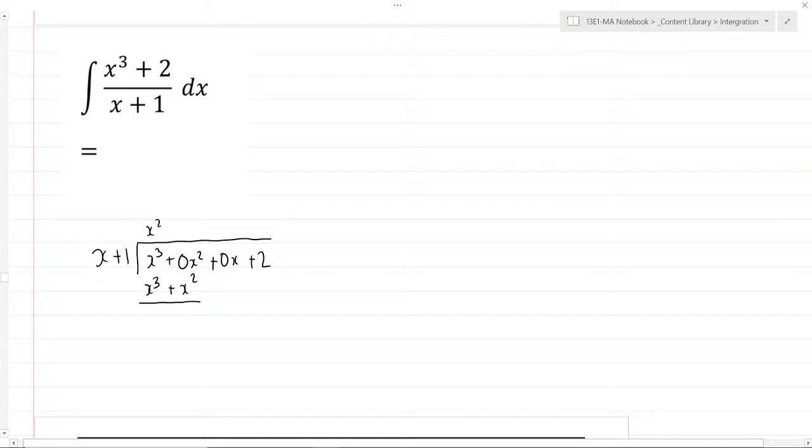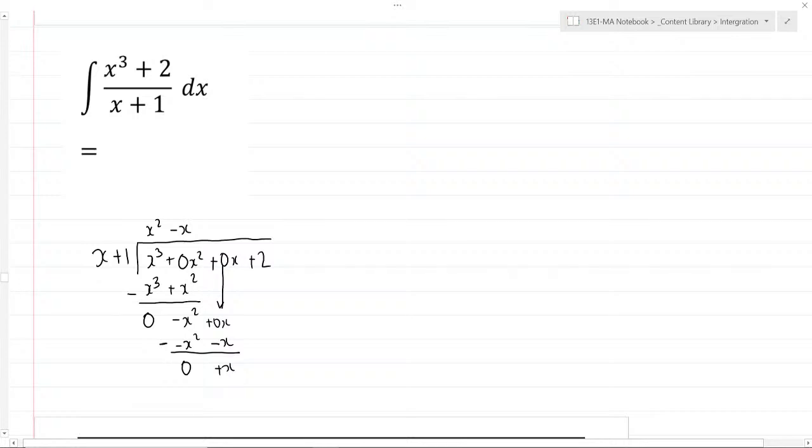Then I need to subtract. That one's going to be 0. This is going to be equal to minus x squared. Bring the 0x down, like so. X squared divided by x is equal to minus x, and times it. So minus x times x is equal to minus x squared. Minus x times 1 is equal to minus x. Subtract them. So that's going to be 0, and that's going to be plus x because minus minus. So that's going to be plus x there.